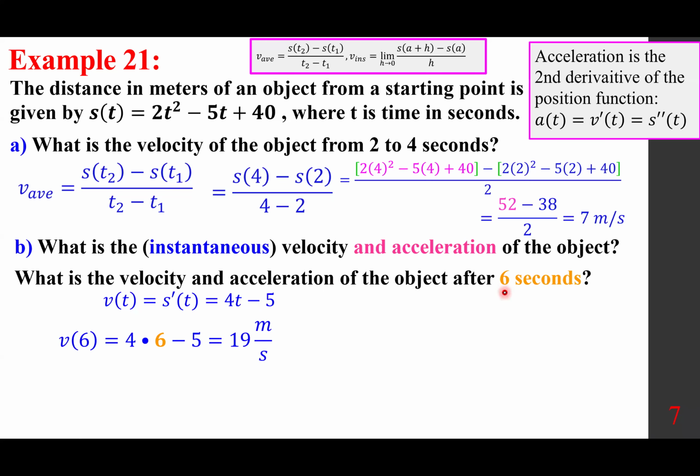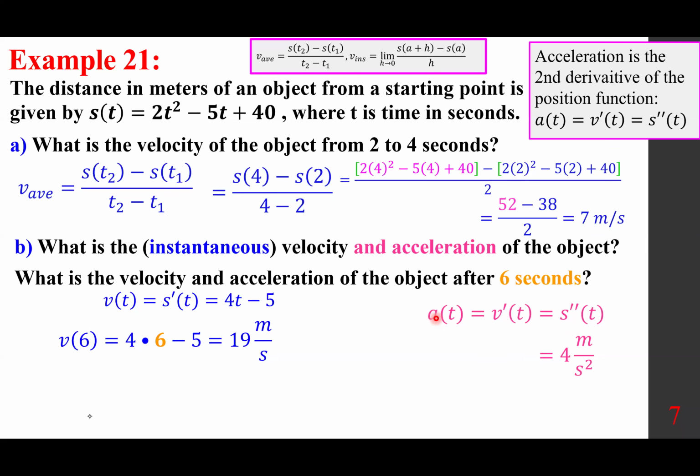Even if they don't mention instantaneous, one point in time, that's what it means. What is acceleration? Acceleration is the second derivative of the position function. A of t is v prime or s double prime. So you differentiate this again, which gives you 4. I'm going to discuss the units in a moment, but what matters is that it becomes independent of t. So whether it's at 6 seconds or 5 seconds or 10 seconds makes no difference.